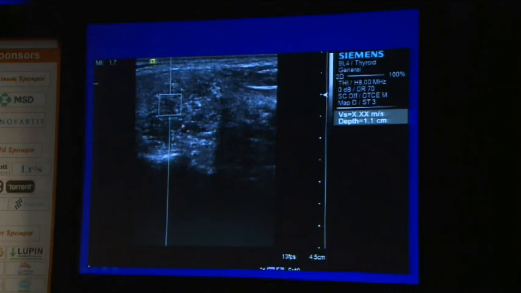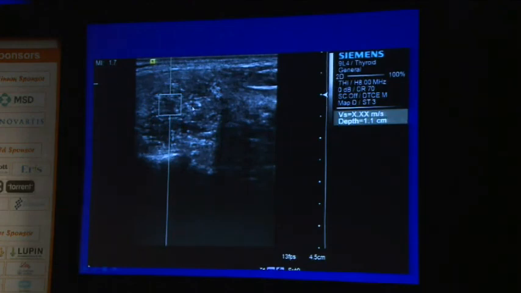This is what happens when there are multiple areas of microcalcification within the lesion. There would be no display of velocity. It becomes xxx meters per second. This is difficult to interpret because it just means that the velocity ranges are beyond what this machine is capable of measuring.